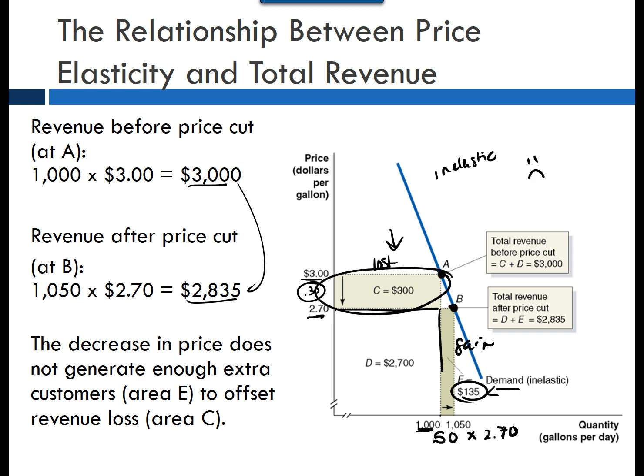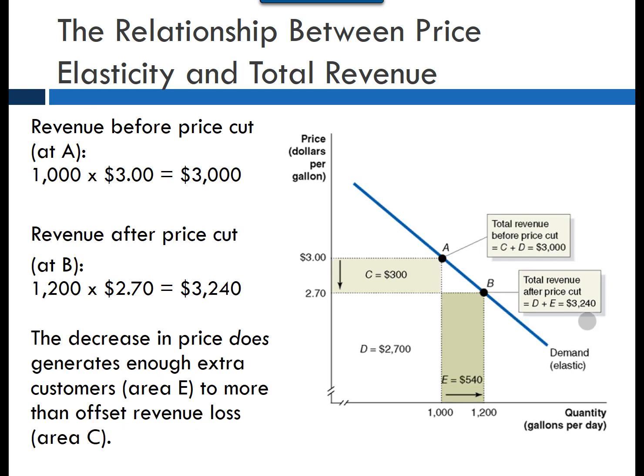If we look at that same one where we had the elastic demand, okay, this is the same. I dropped 30 cents, so I lost 30 cents on these 1,000 people. So here's what I lost. However, I gained 200 extra customers. So the 200 extra customers, each paying $2.70, is going to give me an extra $540 in revenue. So this is what I gained.